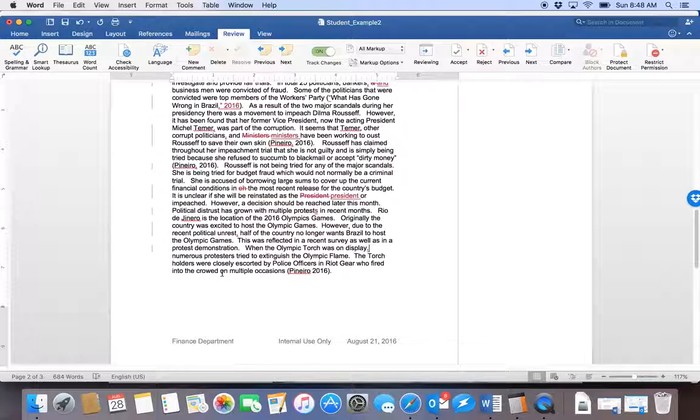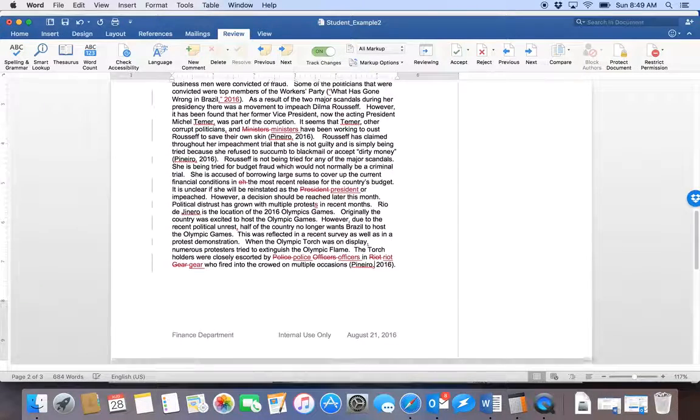The torch holders were closely escorted by police officers. Okay, that's just what they are. You don't capitalize it because that's not their specific name. The torch, I'm going to leave that capitalized only because we're talking about the specific Olympic torch, which she referenced up here. In riot gear, unless that's a brand, which I don't think it is, we're going to lowercase that. Just a thing, like in t-shirts, you wouldn't capitalize t-shirts, or in shorts, you wouldn't capitalize shorts, who fired into the crowd on multiple occasions. Oops. Okay, and then that's the end.